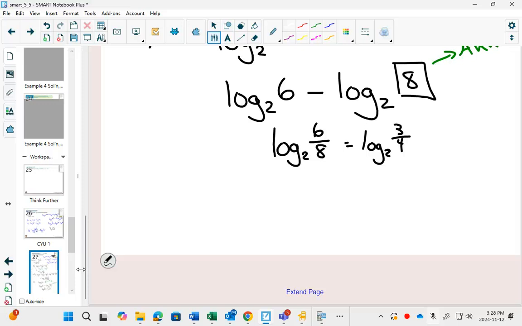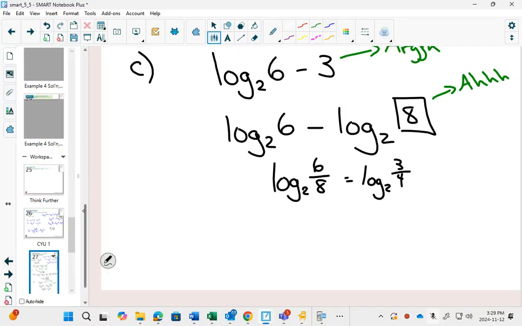So you see how we started off with log 2 of 6 minus 3? And we combined it to a single logarithm. Then it reduced. Then I could take the reduced one and rewrite it expanded. And I could even evaluate this.